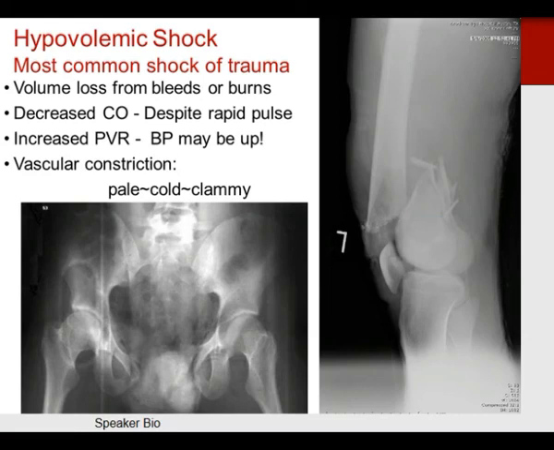The blood pressure actually may be elevated because the blood vessels are clamping down to try to maximize the volume. You have vascular constriction. The patient's extremities will be pale, cold, and clammy.